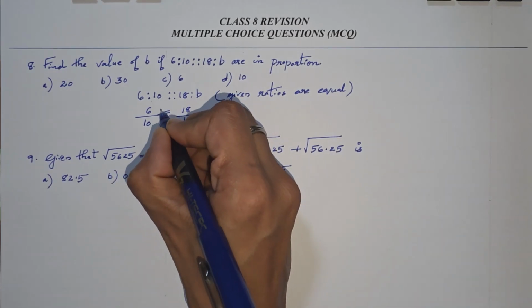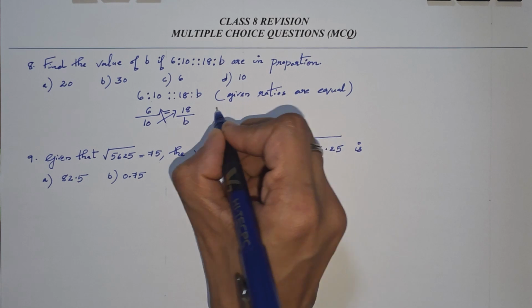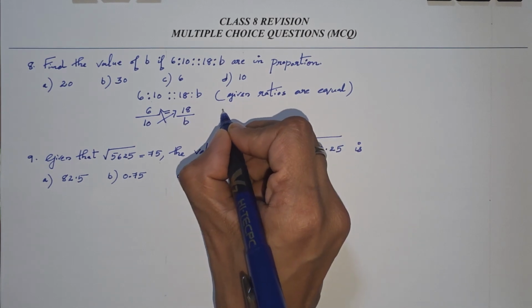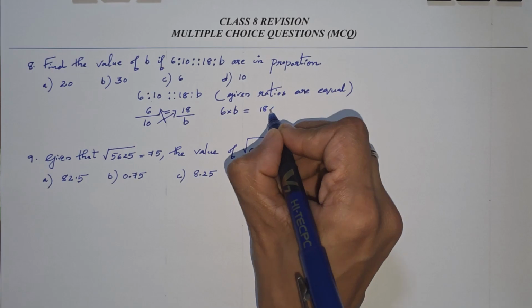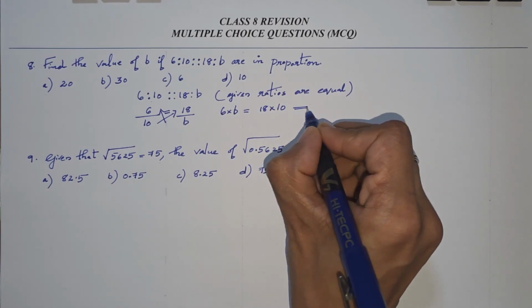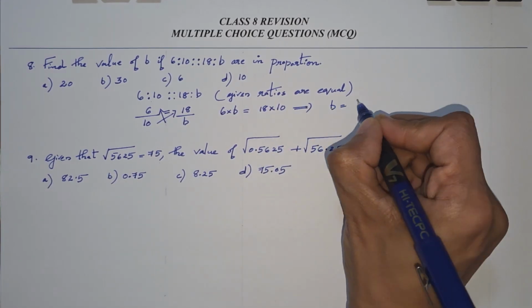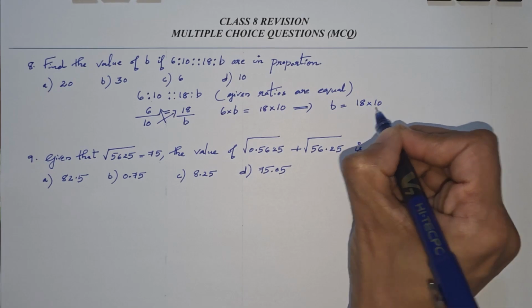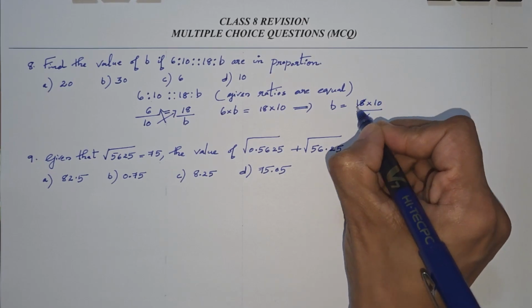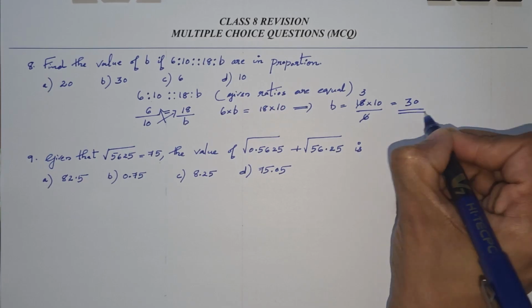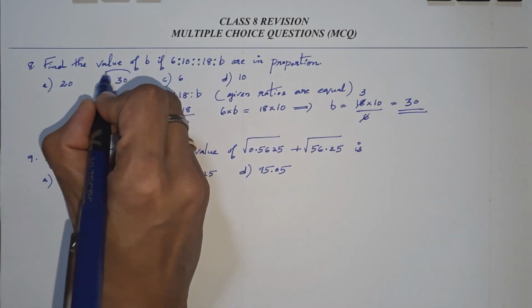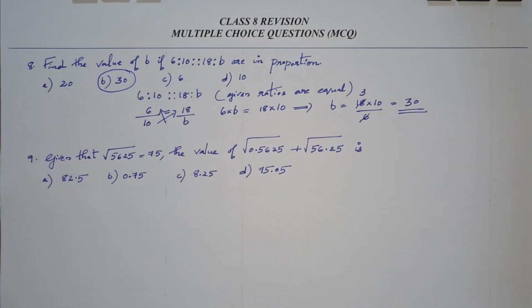Now, things are really simple. You can simply cross multiply and get the value of B. So, 6 into B will give me 18 multiplied by 10. So, value of B is 18 times 10 by 6. 6 3s are 18. 3 multiplied by 10 is 30. Final answer is 30. Correct answer is option B. Let's move on to the next question.